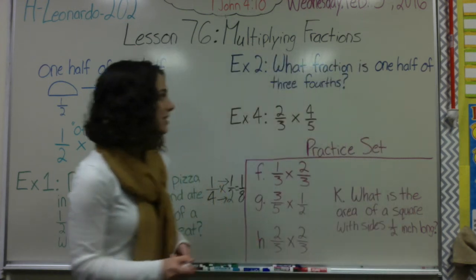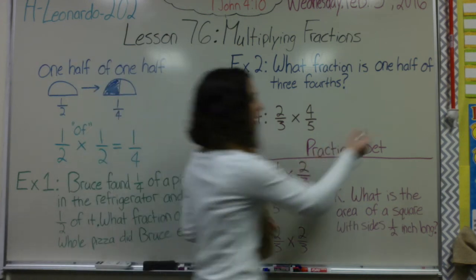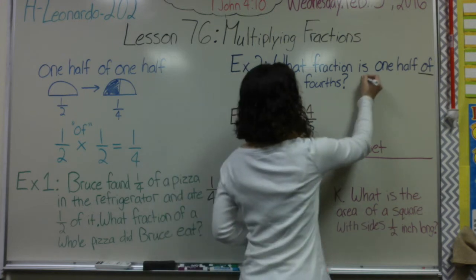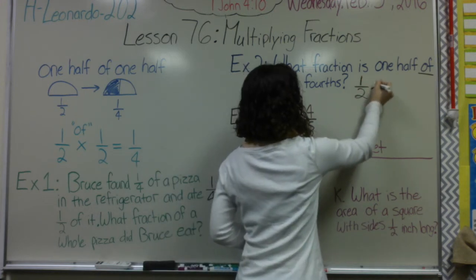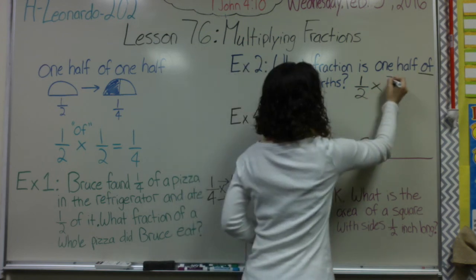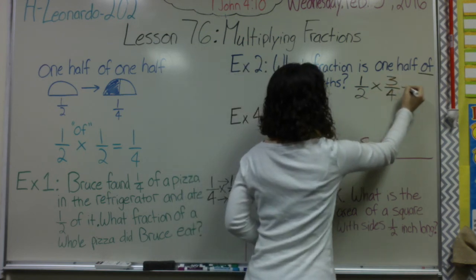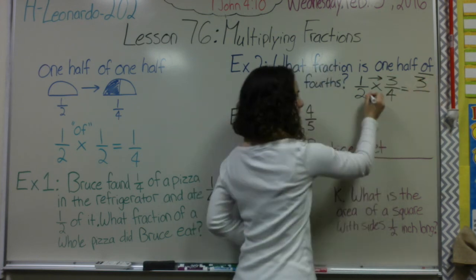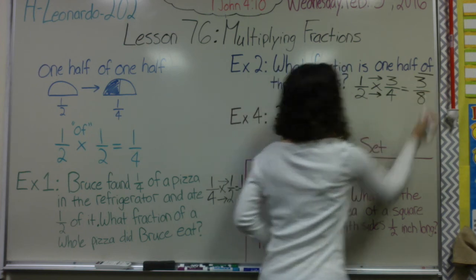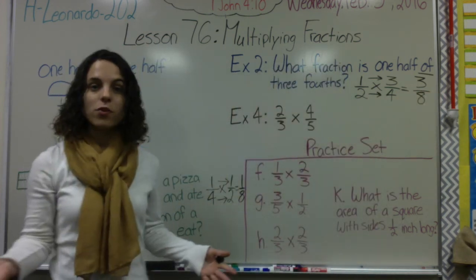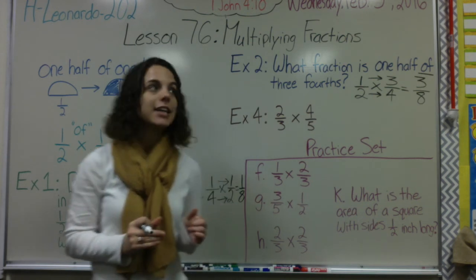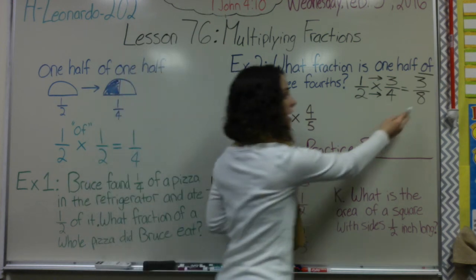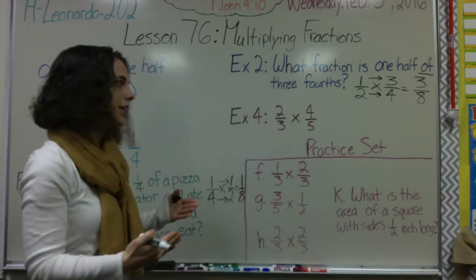So example 2 asks what fraction is 1/2, keyword "of," 3/4. So I'm multiplying 1/2 times, because of, 3/4. 3 times 1, or 1 times 3, is 3. 2 times 4 is 8. So 3/8 is 1/2 of 3/4. It means if I had 3/4 of a circle and I split it in half, I would have 3/8 of a whole circle. So that's what it's telling us.